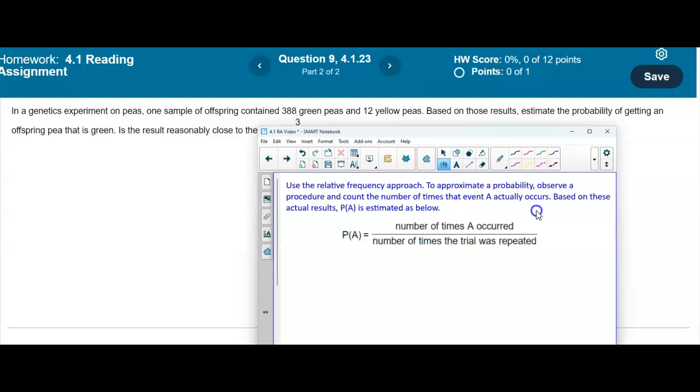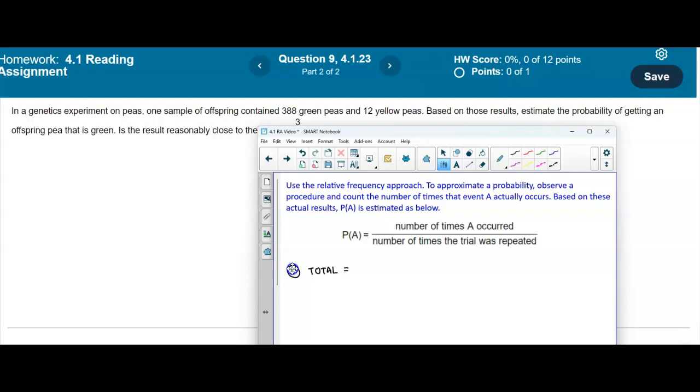So to approximate a probability, we can observe a procedure and count the number of times that event A actually occurs. And based on these actual results, the probability of that event A is estimated as below. The probability of event A is equal to the number of times A occurred over the number of times the trial was repeated. So the first thing we need to do is find out how many total peas we have.